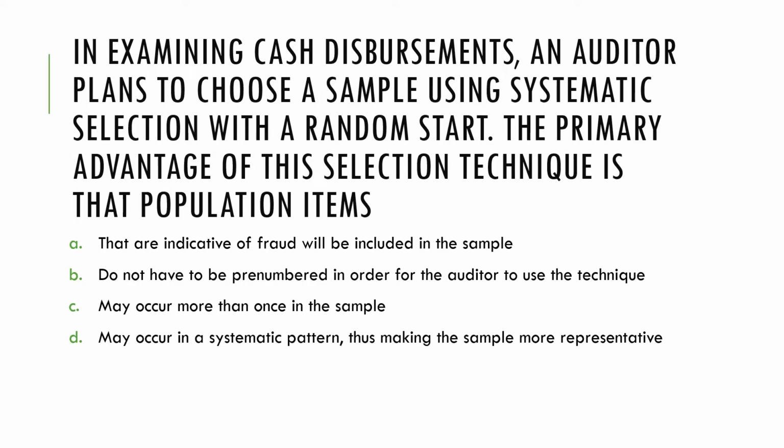Next question. In examining cash disbursements, an auditor plans to choose a sample using systematic selection with a random start. The primary advantage of this selection technique is that population items, so if you recall our previous discussion when we talk about random selection, sometimes the simple random selection presents a challenge if the sampling units are not logically arranged. And so therefore we said, well, if that's the case, not a problem. We could always use systematic selection.